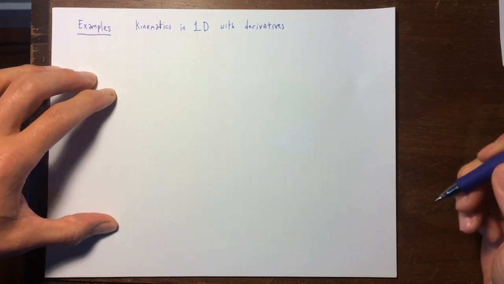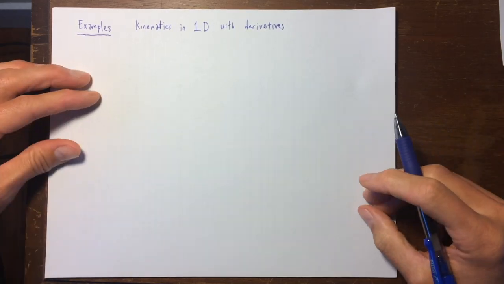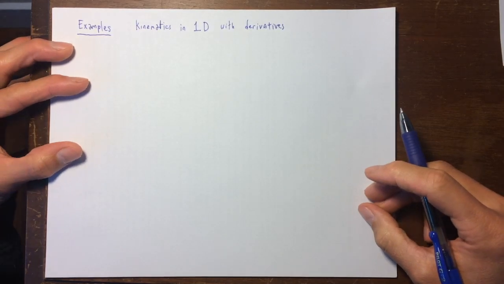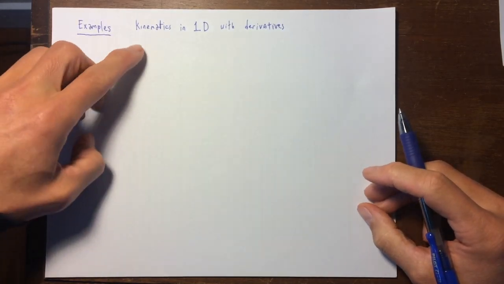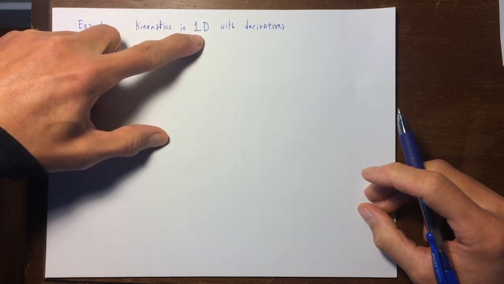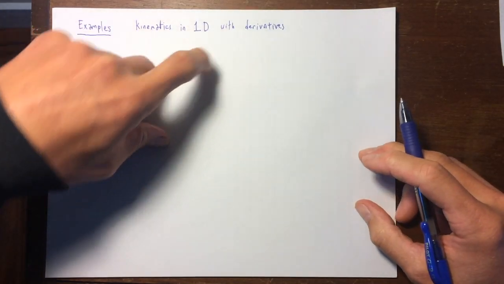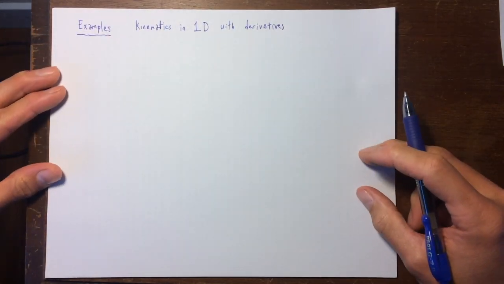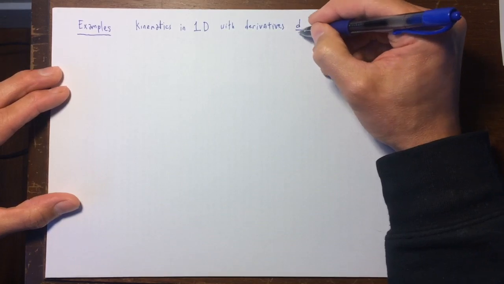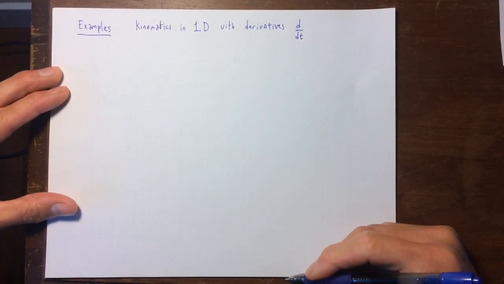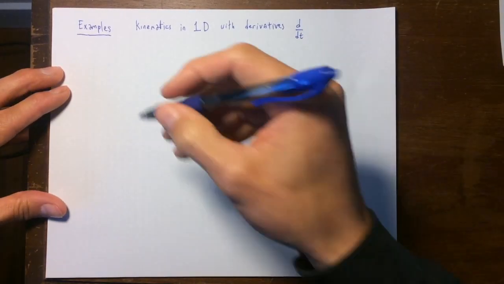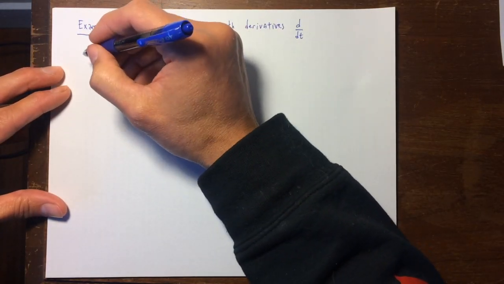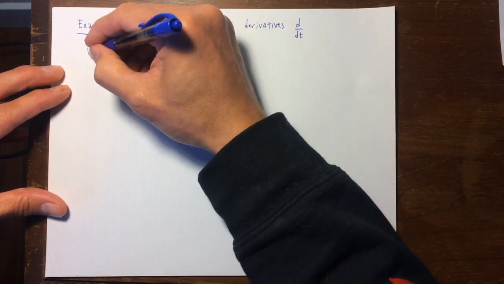So this video is continuing with examples of doing problems or thinking about kinematics in one dimension with derivatives in time. So in particular, it's d by dt. All right. So first example is going to be very simple.